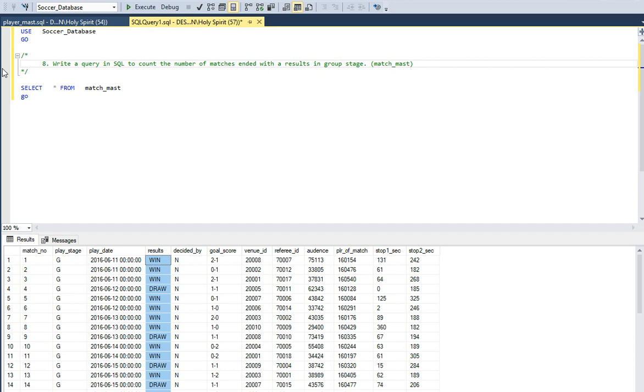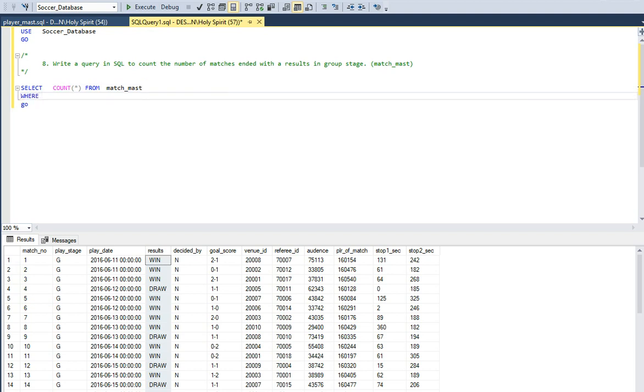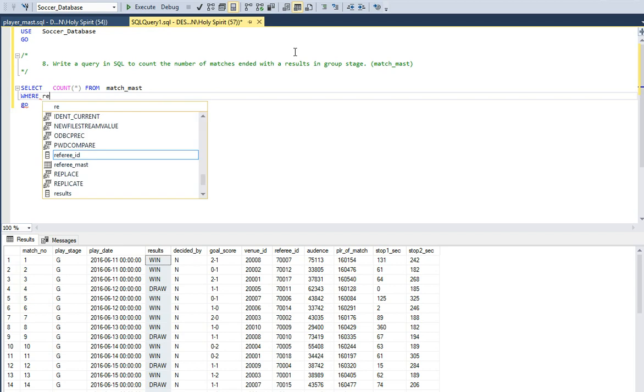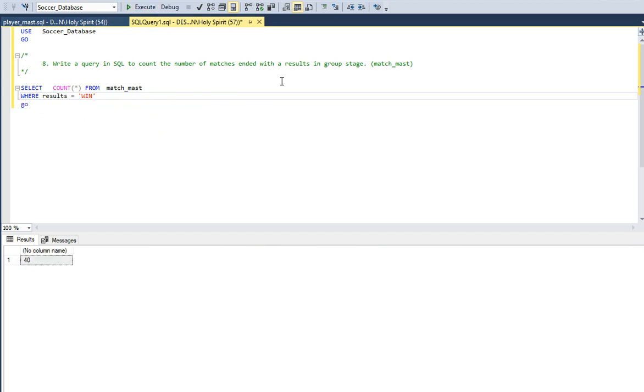Okay, which we did earlier, I guess, like this. So count, where results is equal to when. Execute. I think we did just not like this one. Okay. Probably it's a different table.